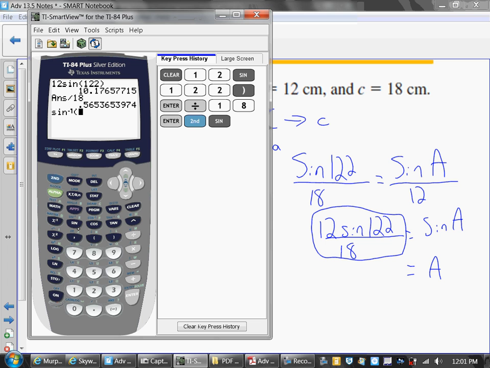Second sine to get you the inverse of your answer. The answer button is the negative symbol down on the bottom. Second answer, and now hit enter. There's your angle. 34.43.